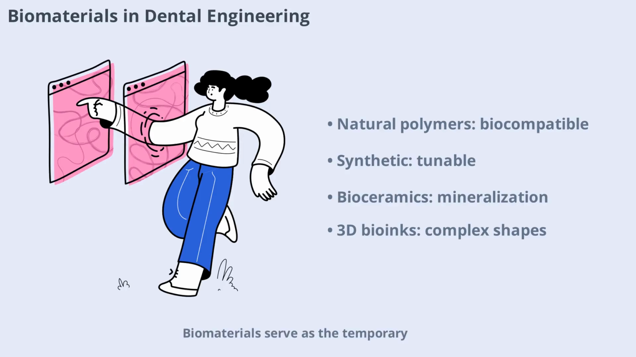Biomaterials serve as the temporary extracellular matrix in dental tissue engineering. Natural polymers like collagen and chitosan offer biocompatibility, while synthetic polymers provide tunable mechanical properties. Bioceramics and bioactive glasses mimic the mineral phase of enamel and dentin, supporting mineralization and integration. Multiphasic scaffolds are designed for specific tissues, such as pulp, dentin, or periodontal ligament, and advanced bioinks enable 3D bioprinting of complex structures.